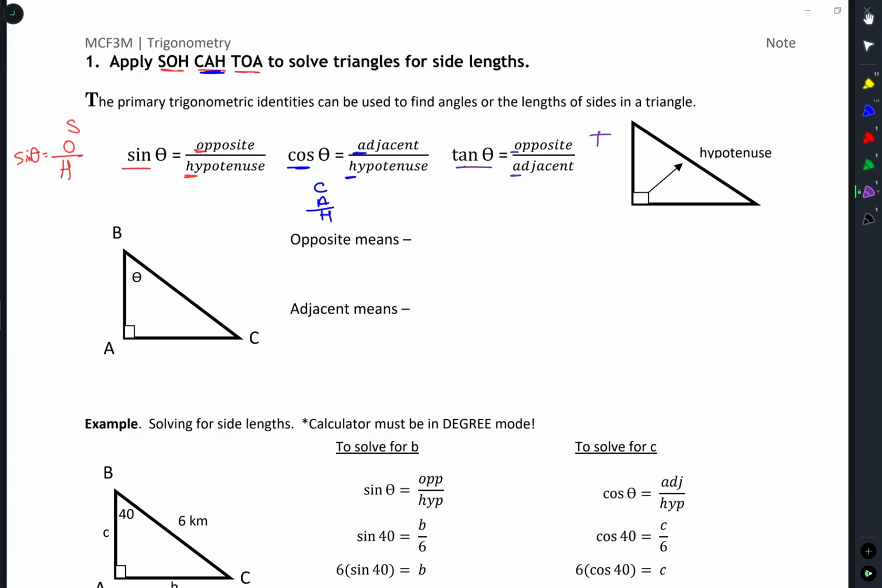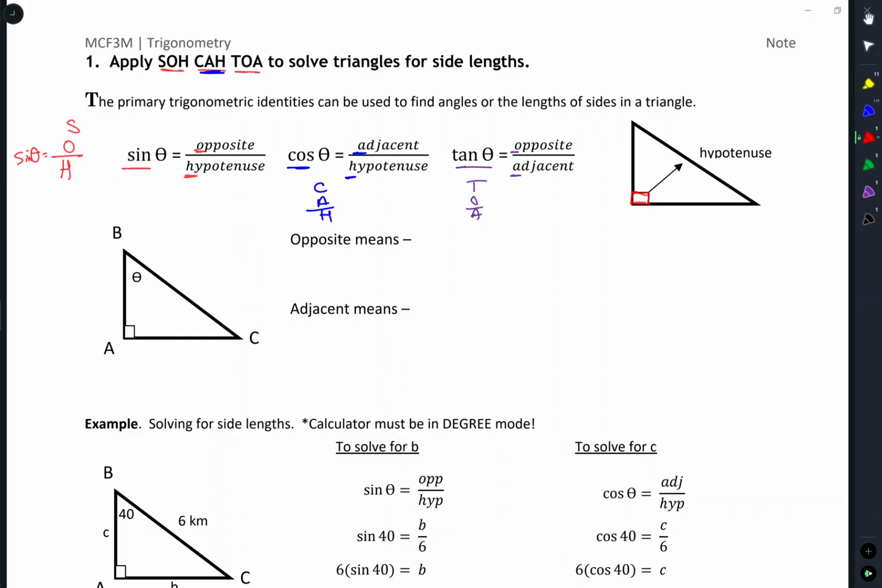And again, let's do that over here. If you write this as TOA, it sometimes helps you put the ratios together, put the fractions together, put the formulas together. So what are these opposites? What are these adjacents? Well, one of the things we need to remember is we'll be dealing with 90-degree triangles.